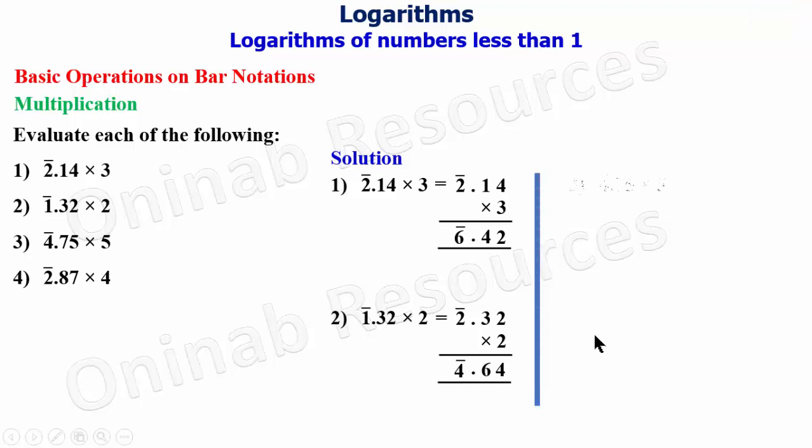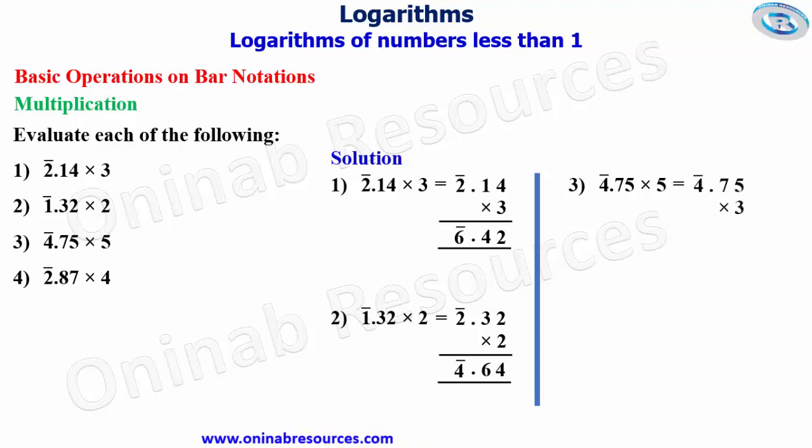Then we go to problem 3, bar 4.75 times 5. Arranging in a tabular form again.